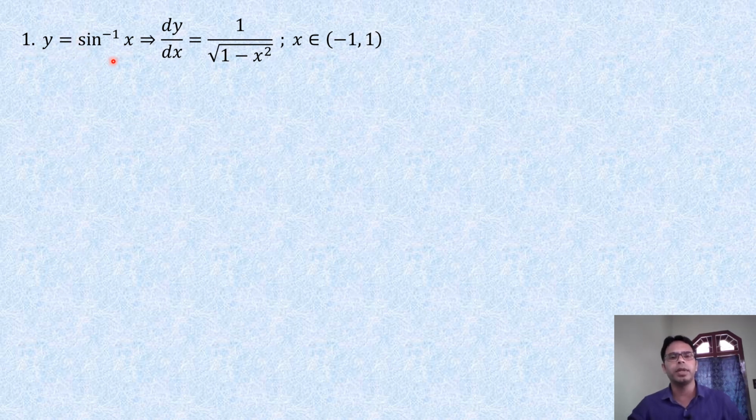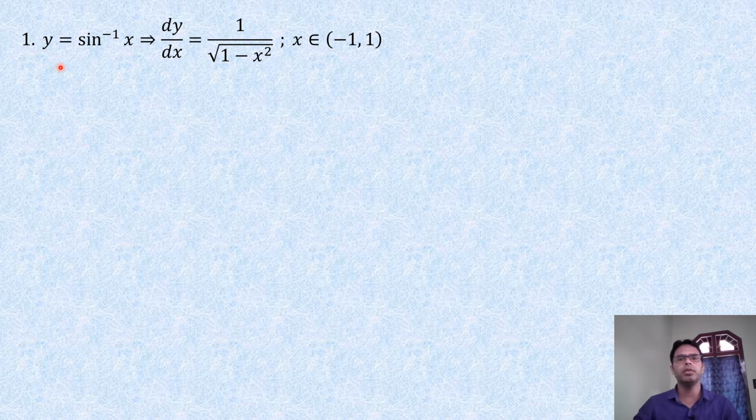Then the derivative of sin inverse x is 1 by root over 1 minus x square, where x should belong to the open interval minus 1, 1. You should not take the closed interval minus 1, 1, because then 1 can be included, and in that case 1 minus 1 square will be 0. Therefore x should belong to the interval minus 1, 1.